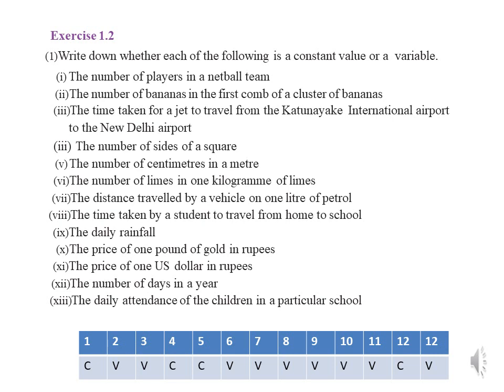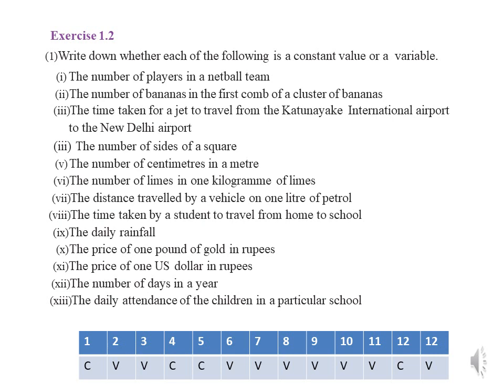The number of sides of a square. This is constant. The number of centimeters in a meter. This is constant. The number of limes in 1 kilogram of limes. This is variable. The distance traveled by a vehicle on 1 liter of petrol. This is variable. The time taken by a student to travel from home to school. It is also variable.